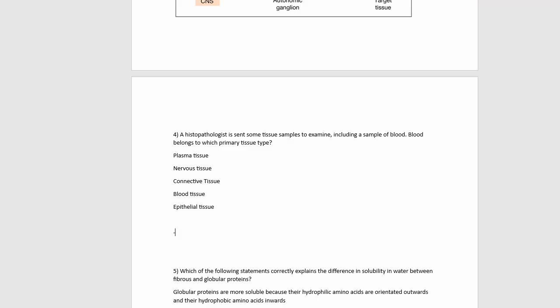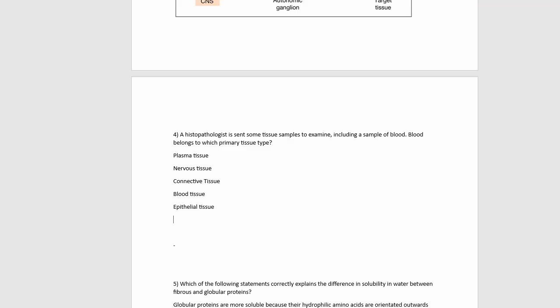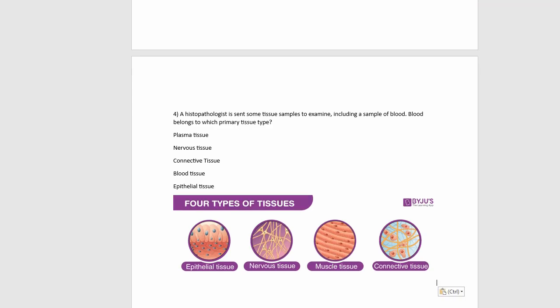This is a little bit of a trick question, and you might be thinking, hang on, it's obviously just going to be blood tissue, right? And you're correct, it is not blood tissue. There are 4 primary tissue types, and let's bring over a little diagram to help you better visualize this. The 4 primary tissue types are epithelial tissue, nervous tissue, muscle tissue, and connective tissue. So blood tissue is not a type, and plasma tissue is not a tissue type. So straight away, we can rule those ones out.